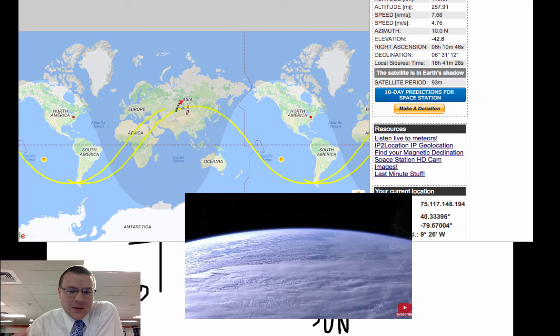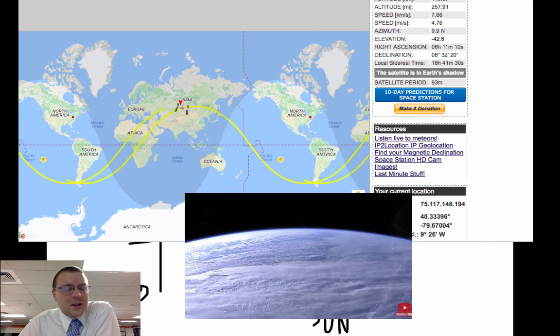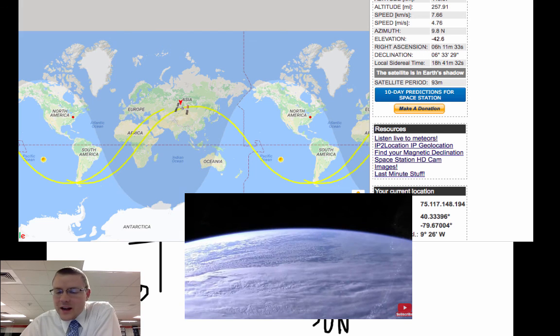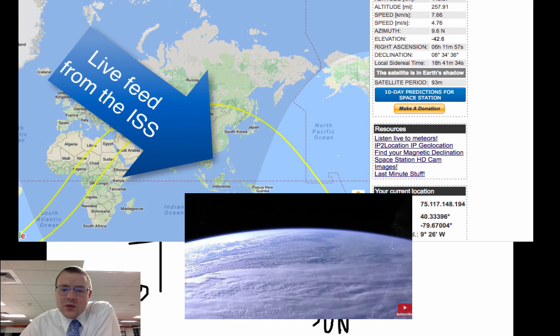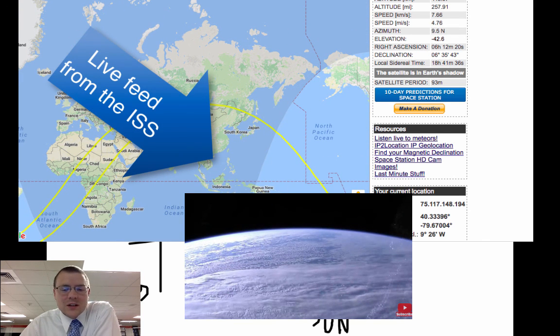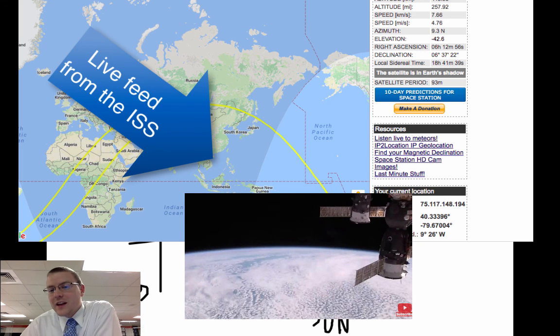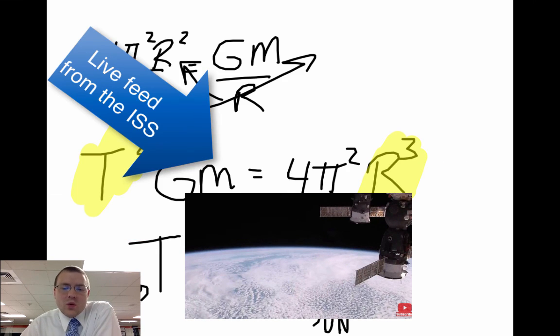If you want to track things like the International Space Station, there are plenty of links. Heavens Above, NASA, there are many different websites that will tell you exactly when the space station is orbiting, where it is at this exact moment, so that you can track it and watch it go through its free fall around the Earth.